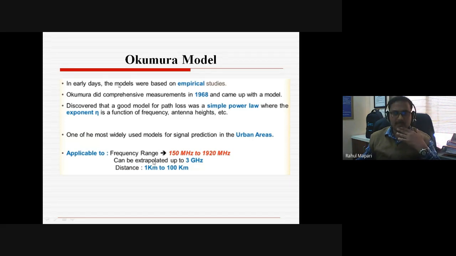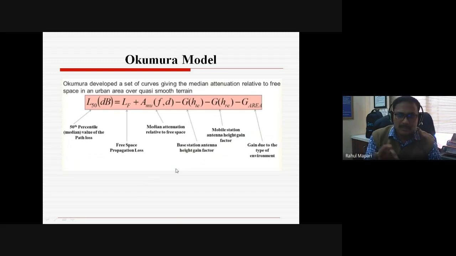Then some parameters are given for the Okumura model. It is applicable for the frequency range from 150 megahertz to 1920 megahertz. It can be extended up to 3 gigahertz, so it can be applicable for the ISM band up to 2.4 gigahertz. And it covers the distance from 1 kilometer to 100 kilometers.